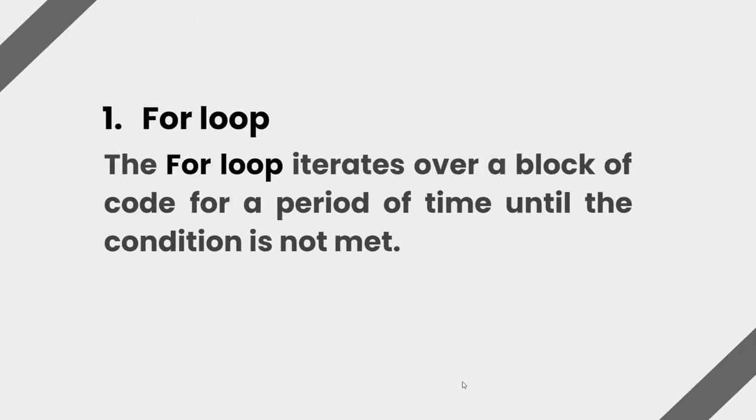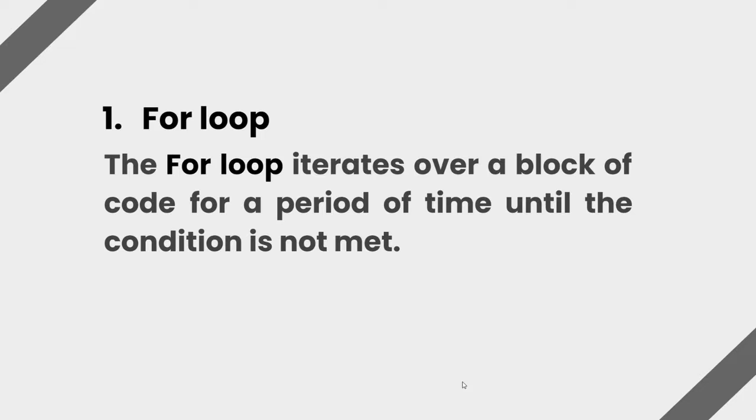Here we have the for loop. Now the for loop iterates over a block of code for a period of time until the condition is not met. So this particular loop would actually run a block of code over and over and over again until the condition becomes false. So this means that when the condition is set and it's true, it's going to run the first time.